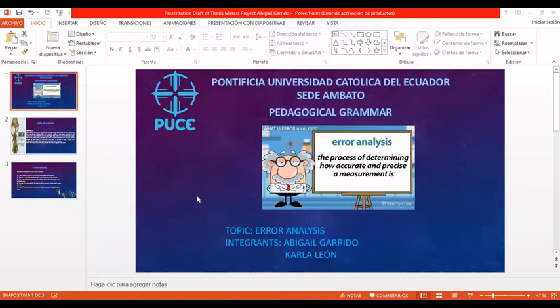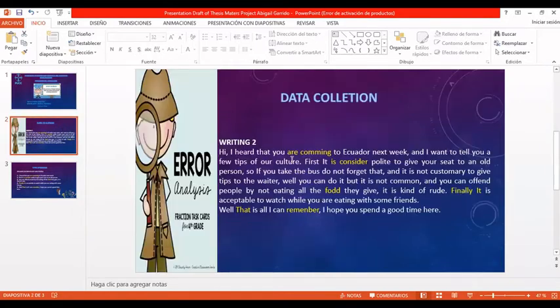First, what is error analysis? It is described as a set of procedures to identify, describe, and explain learners' errors. I continue with the second slide. Here, I present data collection, which is about the writing tool, where the students were analyzed about Ecuadorian culture, where we can find some errors in the writing.